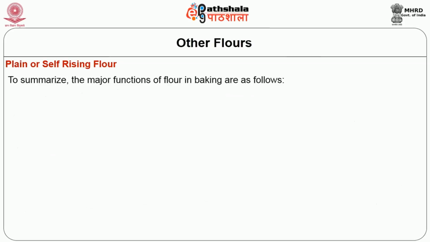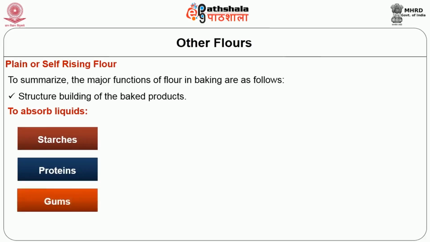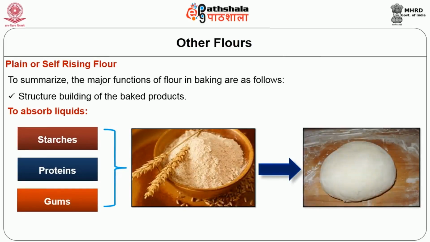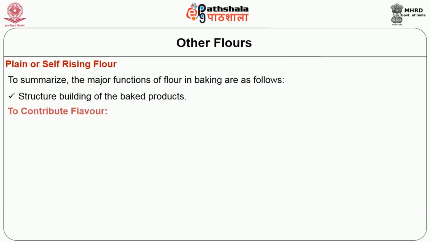To summarize, the major functions of flour in baking are as follows: structure building of the baked products, and to absorb liquids. Starches, proteins and gums are the three main components in flour that absorb moisture and oil, helping to bind ingredients together. The absorbed water also helps prevent staling of some baked products like bread. And another function is to contribute flavor.